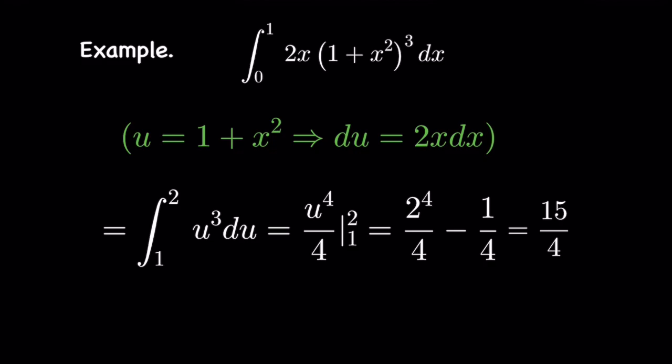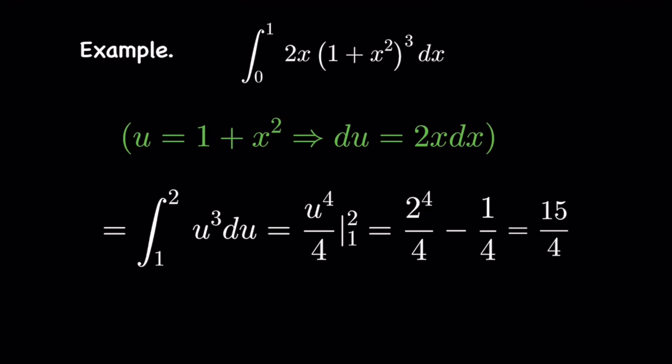So suppose we want to find the definite integral of this function over the interval 0 and 1. I'm going to take u to be equal to 1 plus x squared, and notice that the derivative of 1 plus x squared is 2x, and I see the derivative as a factor here. That's a good sign that this substitution is going to work.